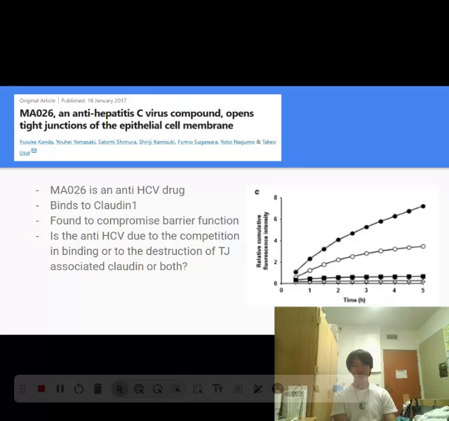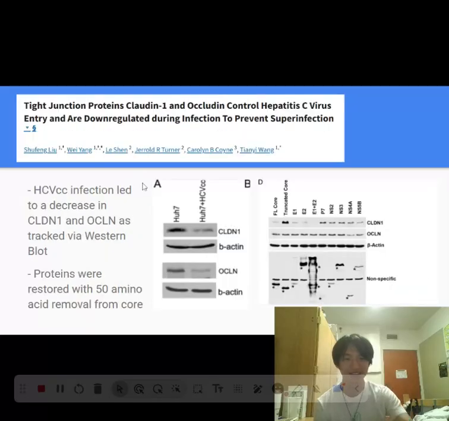I thought it's just something interesting to look at, and perhaps the loss in the barrier function prevents HCV from associating with claudins and entering into the cell. That's all I got for tonight, and thank you.